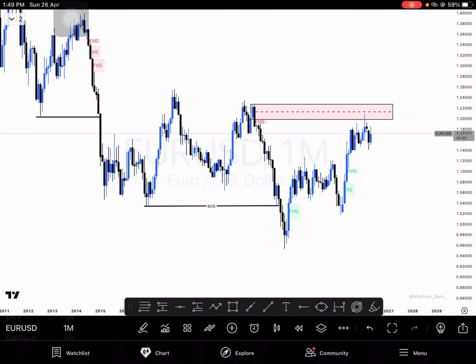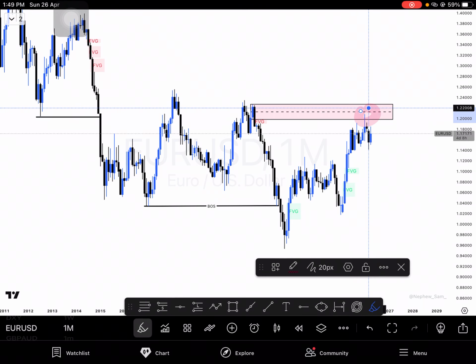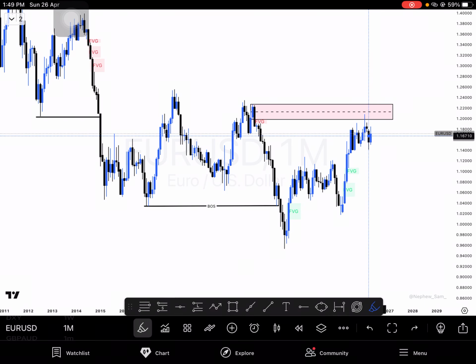And now what can you see? You can see that price is currently reacting off the order block, giving us a rejection candle, a full monthly candle giving us a rejection. Look at it here. You can see this rejection here.